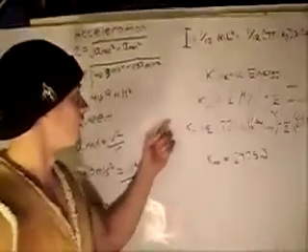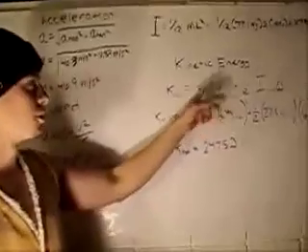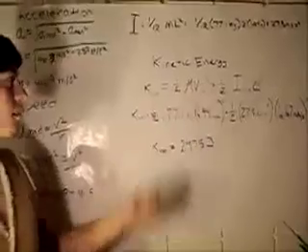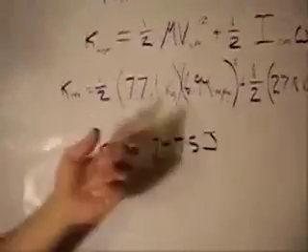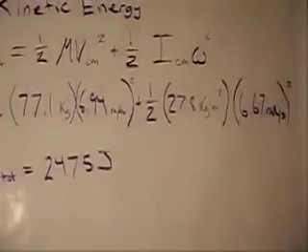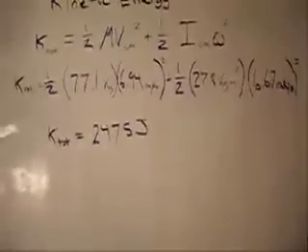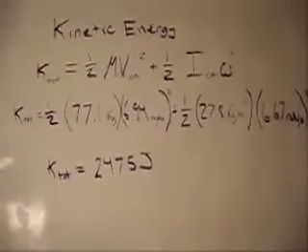Okay, then finally we're going to find the kinetic energy. For this equation, we use 1/2 mv of centripetal motion squared plus 1/2 of I in centripetal motion times omega squared. We plug this in for 1/2 77.1 kilograms times 6.94 meters per second squared plus 1/2 27.8 kilograms per meter squared times 6.67 radians per second squared. And our final answer is 2,475 joules.